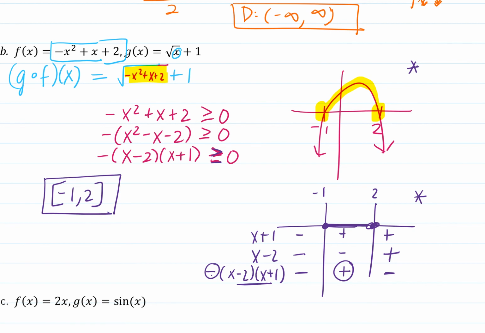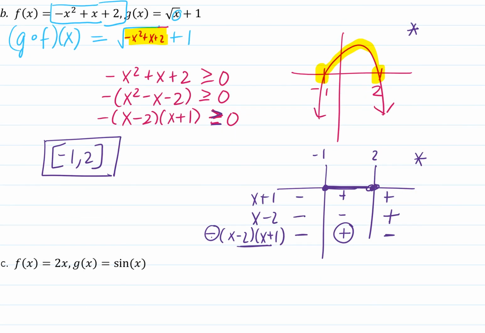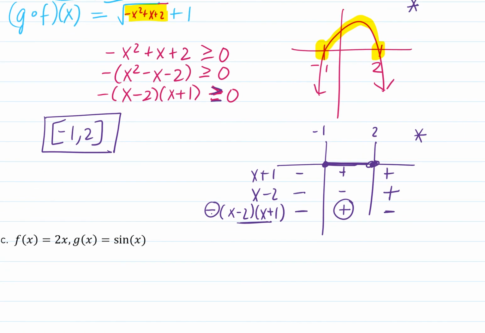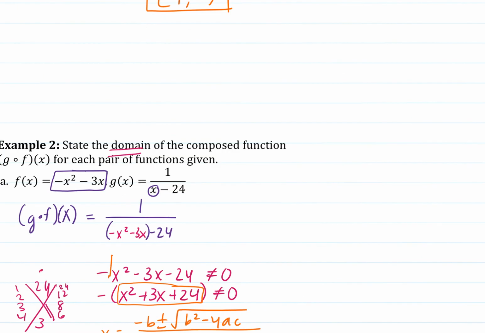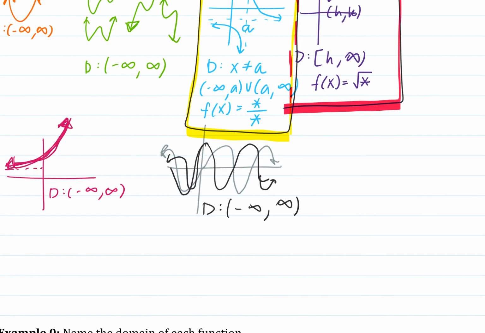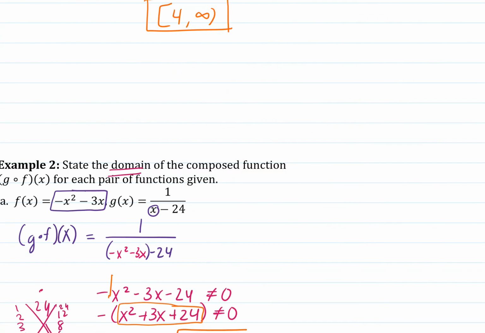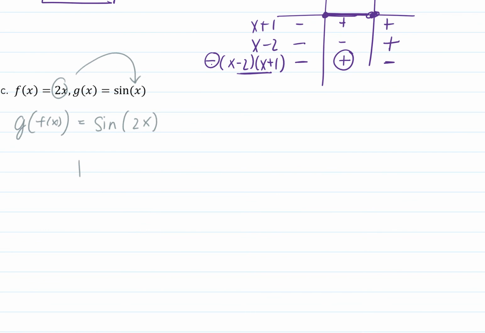Okay, one more example. Again, we're trying to find what is the domain of g of f of x. So let's just figure out what g of f of x really is by substituting the function f into g. So this is just the sine of 2x. Oh, what a relief. Sine functions don't have domain restrictions. They continue forever left and forever right. And so this function will have domain negative infinity to infinity.